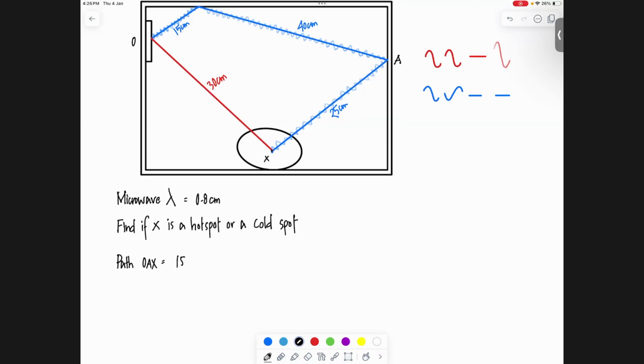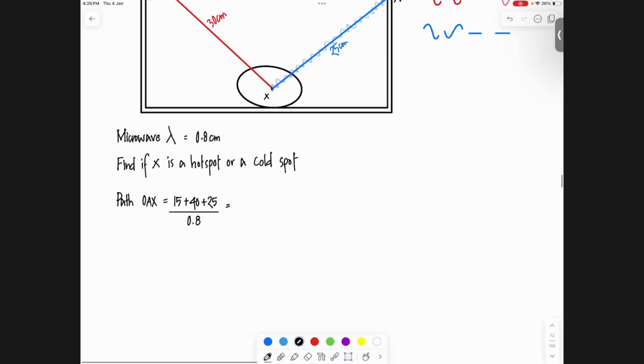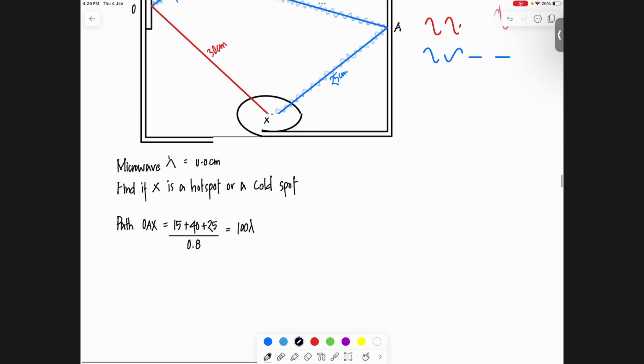15. 15 plus 40 plus 25 divided by how much? 0.8. That'll tell me how many waves are out there. Can I also 0.8 divide করতেছি to know how many waves are out there? How many waves are out there? Exactly 100. Okay, 100 lambda. There are 100 lambdas in this path from the blue path, right?